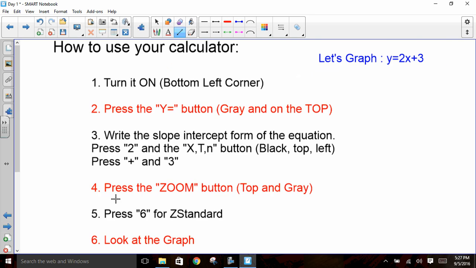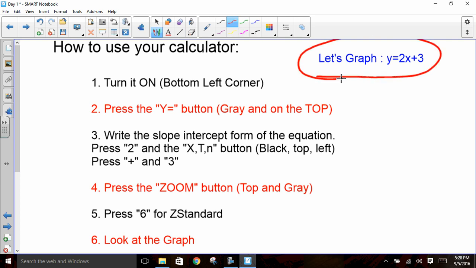Next, we're going to learn how to use your calculator. So if you do not have your graphing calculator with you, you need to pause the video and go get it. Okay, we're going to go ahead and graph the equation that's up here on the right. We want to graph y is equal to 2x plus 3.